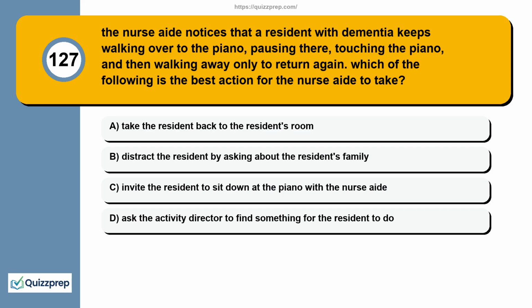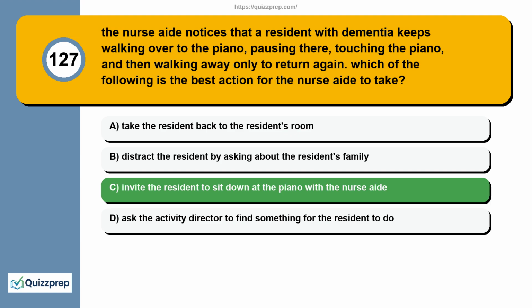Question 127. The nurse aide notices that a resident with dementia keeps walking over to the piano, pausing there, touching the piano, and then walking away only to return again. Which of the following is the best action for the nurse aide to take? Option A, take the resident back to the resident's room. Option B, distract the resident by asking about the resident's family. Option C, invite the resident to sit down at the piano with the nurse aide. Option D, ask the activity director to find something for the resident to do. The correct answer is option C, invite the resident to sit down at the piano with the nurse aide.